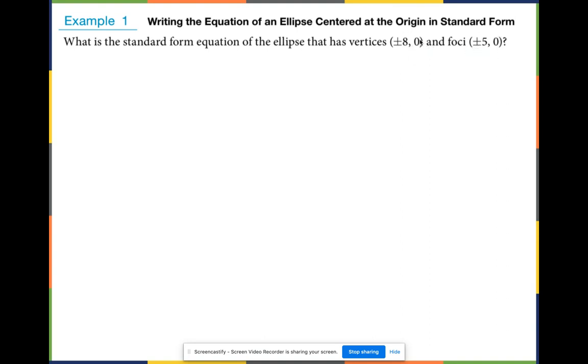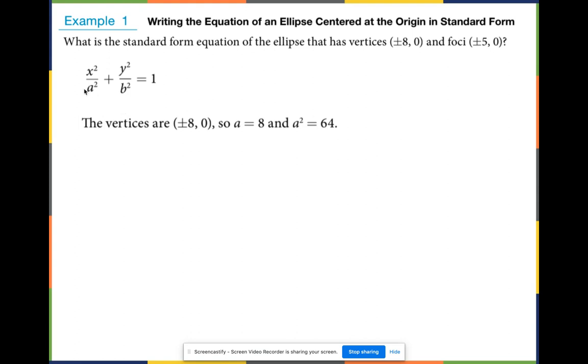So we know that the equation is going to have this form. Our major axis is x, because the vertices are along the x-axis. So our equation is going to have this form. What can we figure out? Well, we know the vertices are here, so we know what a is. The a is 8, and a squared is 64. So we know that's a part.